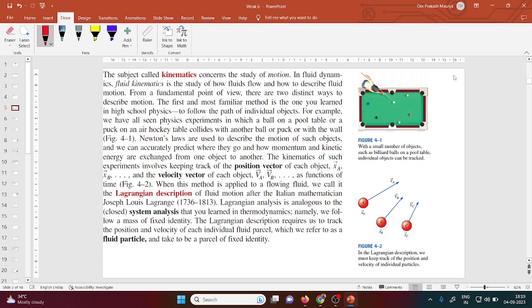So basically, the subject called kinematics concerns the study of motion. In fluid dynamics, fluid kinematics is the study of how fluid flows and how to describe the fluid motion. That is, in the case of fluid dynamics, what we do is study how fluid flows and how to describe the fluid motion.